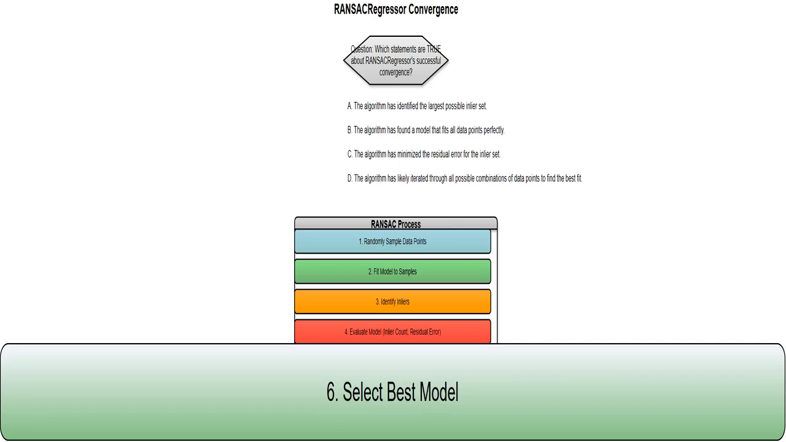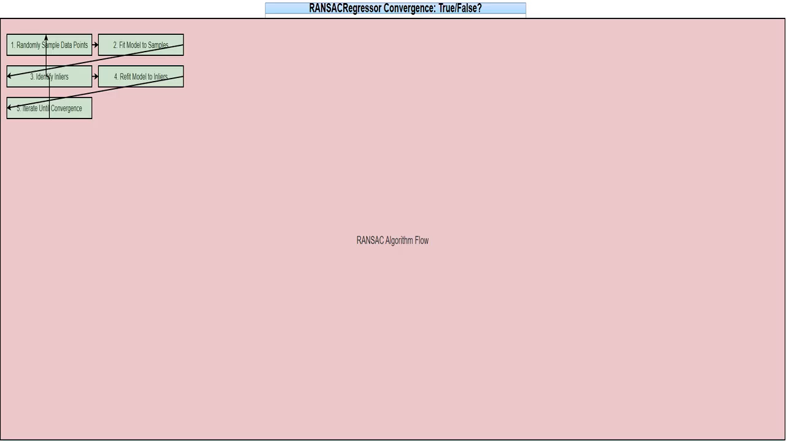RANSAC, Random Sample Consensus, is an algorithm to estimate parameters of a mathematical model from a set of observed data that contains outliers. The algorithm is not deterministic. Instead, it has a stochastic nature, producing results that differ on each execution. I randomly select a small subset of data points from the dataset. This is a crucial step because RANSAC's power comes from its probabilistic nature. It doesn't exhaustively check every possible combination.